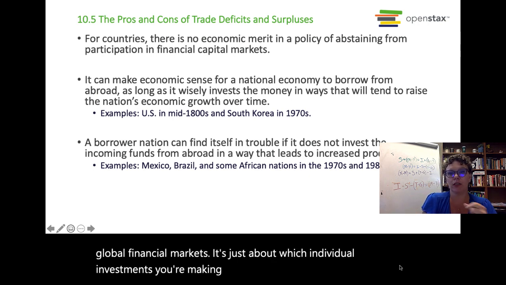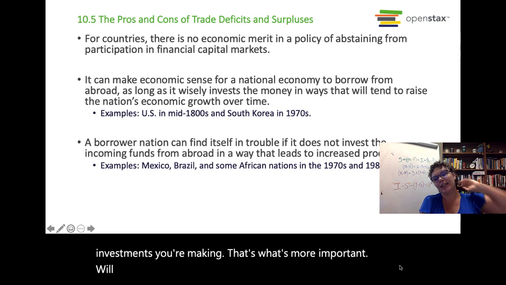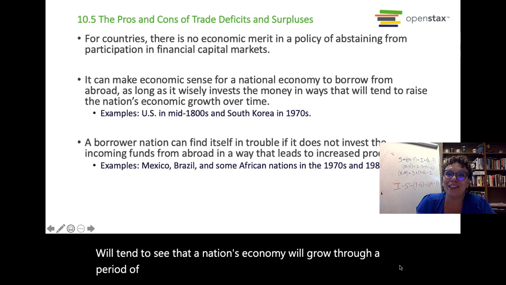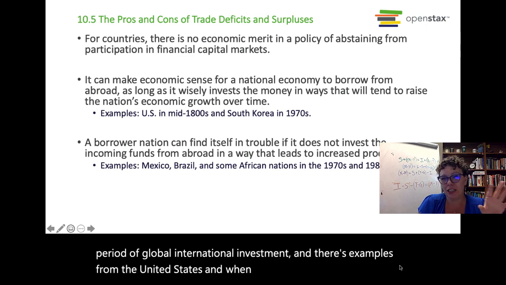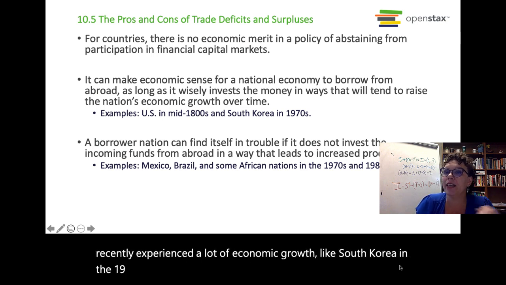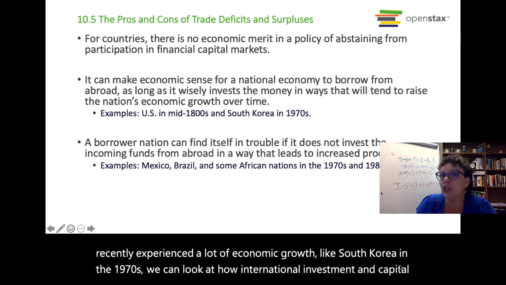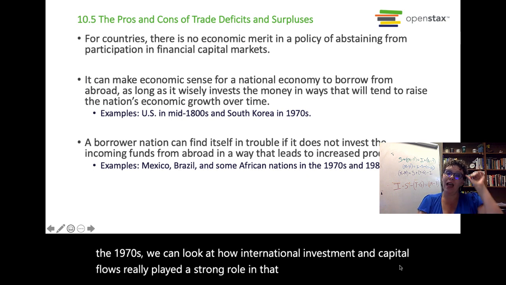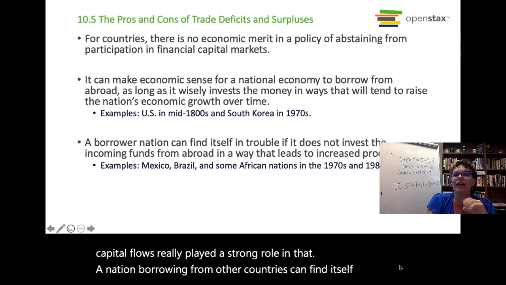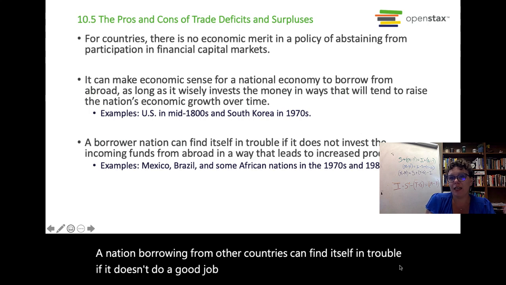That's what's more important. We'll tend to see that a nation's economy will grow through a period of global international investment. And there are examples from the United States. And when we look at countries that have recently experienced a lot of economic growth, like South Korea in the 1970s, we can look at how international investment and capital flows really played a strong role in that. A nation borrowing from other countries can find itself in trouble if it doesn't do a good job investing in productivity, though. And that comes down to that same idea, right?